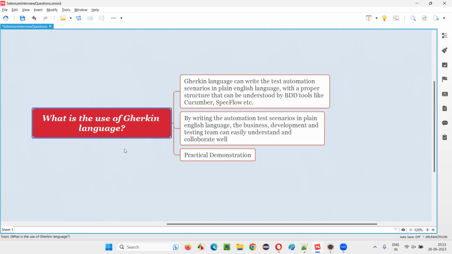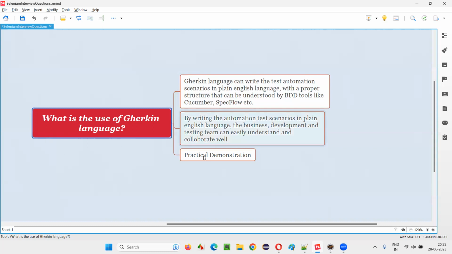At the same time, Gherkin language can write the test automation scenarios in plain English language with a proper structure. What do I mean by a proper structure? With this structure, any BDD tool in the market like Cucumber, SpecFlow can understand. These tools need to run these test scenarios. When the test scenarios written in plain English language by Gherkin language are understood by these tools like Cucumber, SpecFlow, they can run these scenarios, and in the background, whatever the code is written, that code will ultimately get executed. Hope you got the idea of what exactly Gherkin language is.